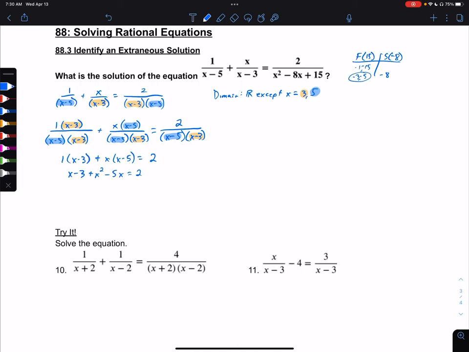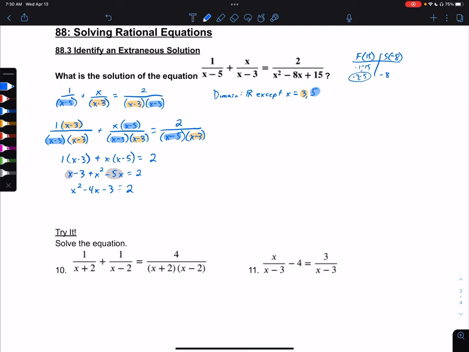Combine like terms. So I see that I have an x and a negative 5x. So let's combine this and this. I'm also going to rewrite them in standard form. So I have x squared minus 4x minus 3 equals 2.